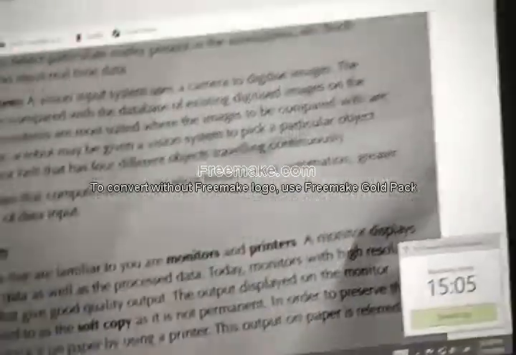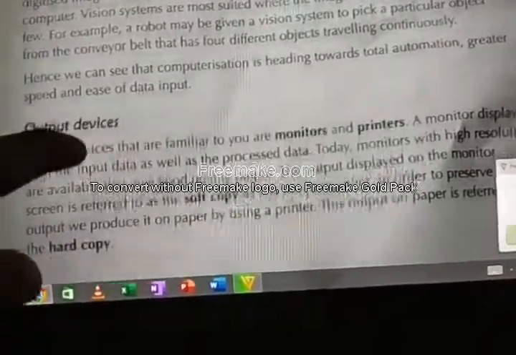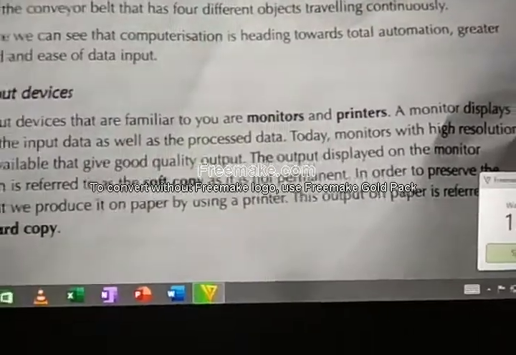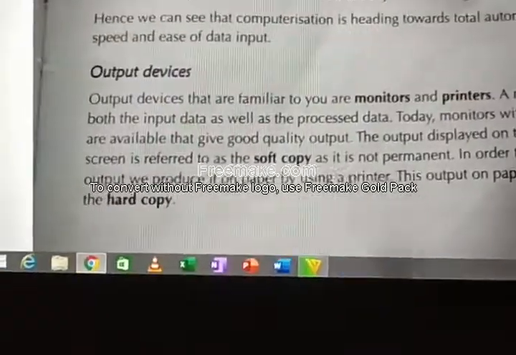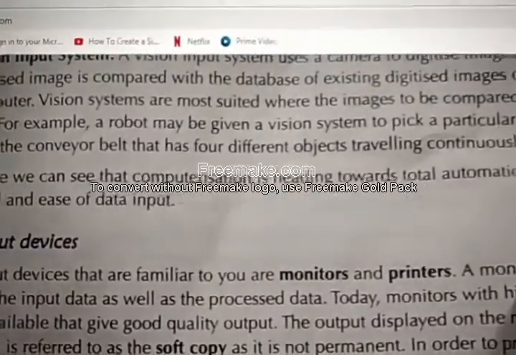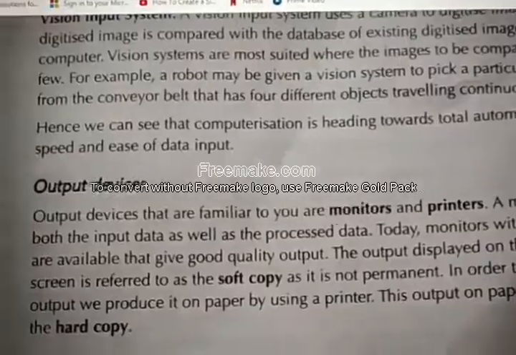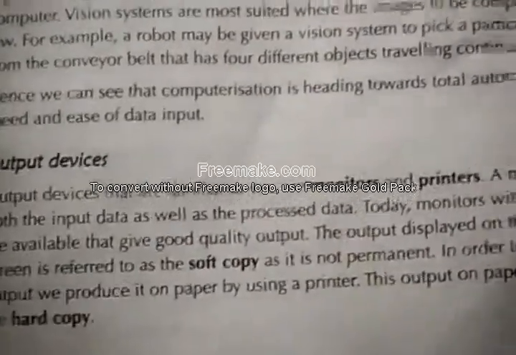That's it. See, these are the different types of input devices. These input devices actually play a major role in present day computers. Hence we can see the computerization is heading towards total automation, greater speed and ease of data input.